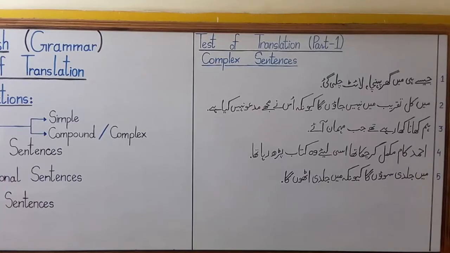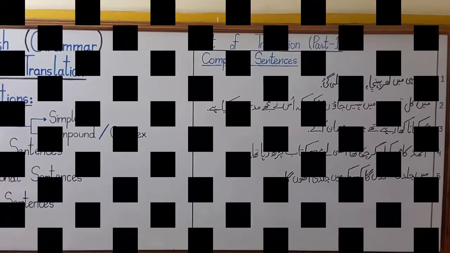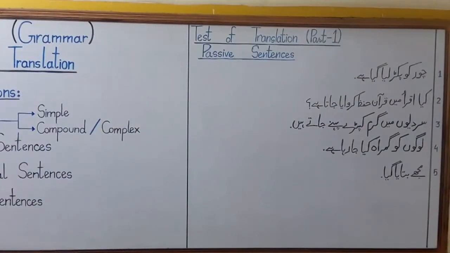Now here you can see, मैं कल तकरीब में नहीं जाऊंगा. This sentence sounds to be future. उसने मुझे मदऊ नहीं किया है, and this sentence sounds to belong to present perfect. So this is a combination of future simple and present perfect joined by a conjunction, because. And this is the way you have to identify each sentence, which clause belongs to which tense, and accordingly you will translate it. We will move on to the sentences of passive voice now. Here you are with the passive sentences on the board. Sentence number 1, चोर को पकड़ लिया गया है.